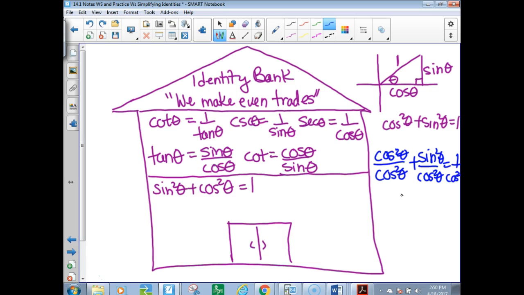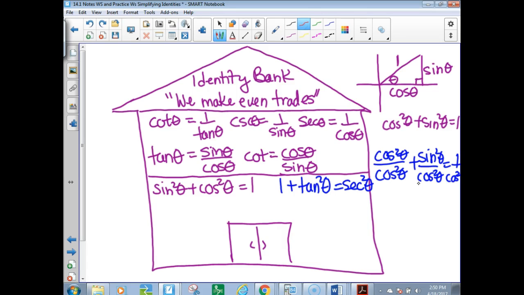I know it's kind of tight on the side there. What's cosine squared over cosine squared? 1. What's sine squared over cosine squared? Look over here. Tangent squared. Equals, what's 1 over cosine squared? Look over here. That's squared, so this would be secant squared. So I just got a new one.